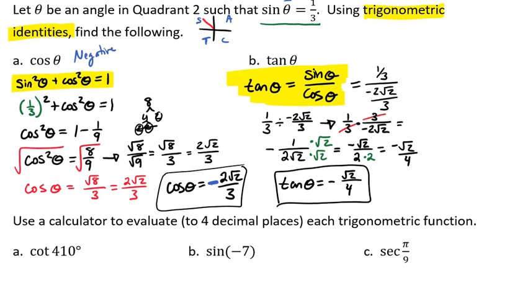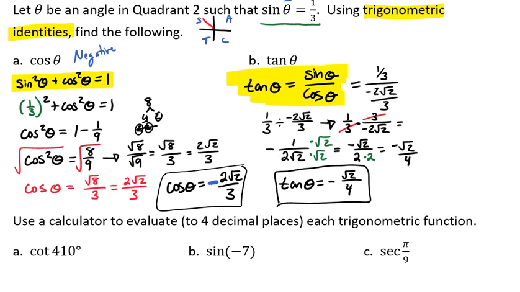Now when it comes to using a calculator, we'll evaluate it to 4 decimal places. For the trig functions, it's important to know which mode you should be using, meaning should you be in degree mode or should you be in radian mode. So we're going to discuss that as we go through our 3 pieces. So for part A, it says to evaluate the cotangent of 410 degrees. Well, because that's in degrees, we want to be in degree mode. So you'll need to make sure that you select the degree mode in your calculator.